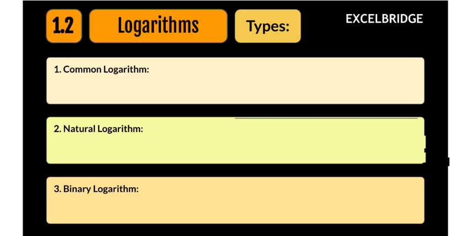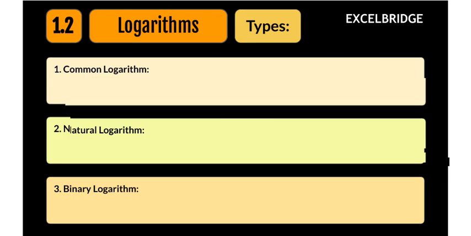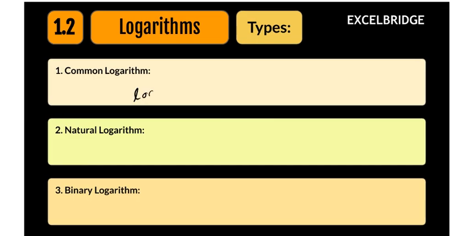Types of logarithms. The first one is the common logarithm, which is log 10 of x. Here the base is 10, which is fixed. For a common logarithm, the value of the base is 10. This is fixed. So those logarithms are common logarithms.